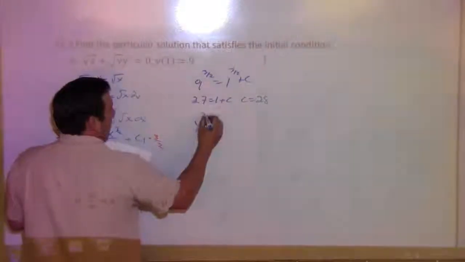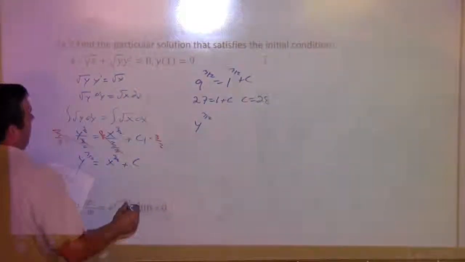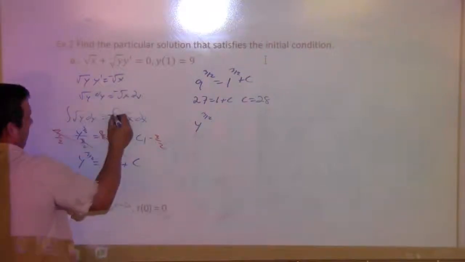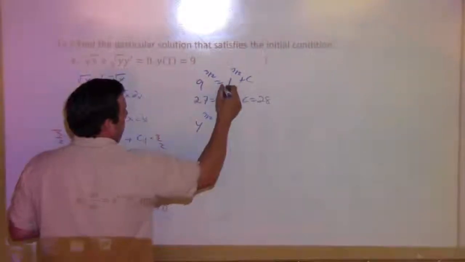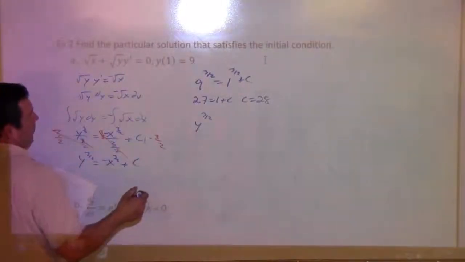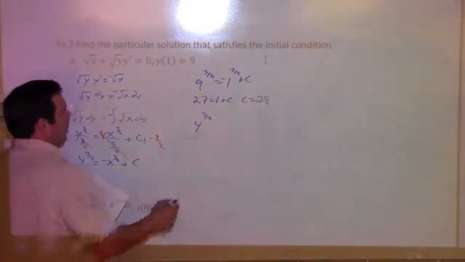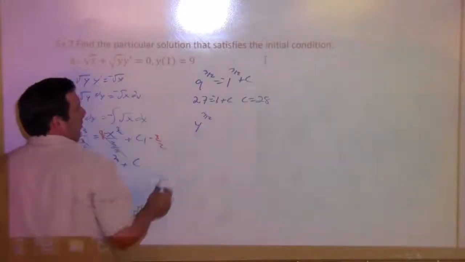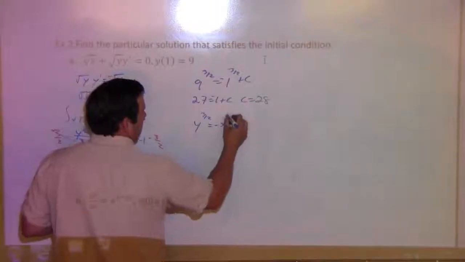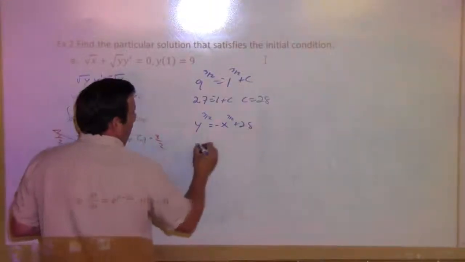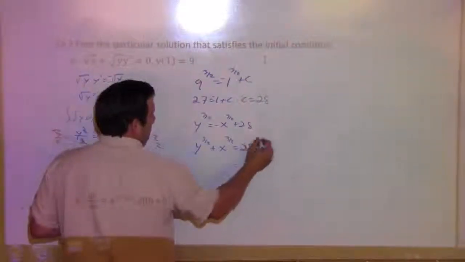We have y to the 3/2. I have a negative issue. Forgot to subtract that. There. Negative 1 plus 27, there we go, 28. So y to the 3/2 equals negative x to the 3/2 plus 28, or y to the 3/2 plus x to the 3/2 equals 28.